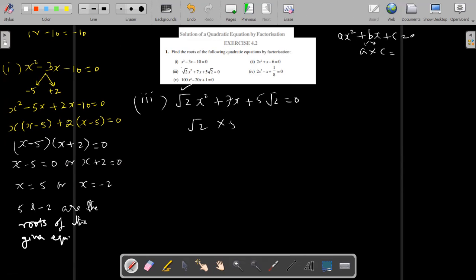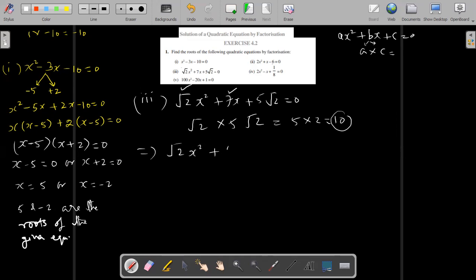So root 2 multiplied with 5 root 2. So it will become 5 into root 2 into root 2, which is 5 into 2, 10. That means you have to split 7, with factors of 10 to get 7. So 5 and 2, simple. But here the problem is the root is there. So what we have to do, just see that. First we will do like that only.